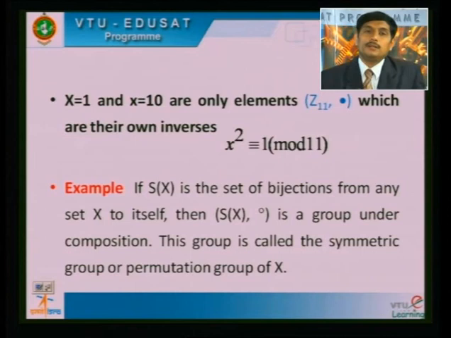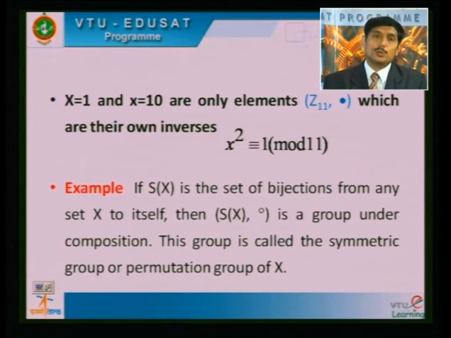Next, there is another example. If S of X is the set of bijections from any set X to itself, then S of X with the operator is a group under composition. This group is called the symmetric group or permutation group of X.